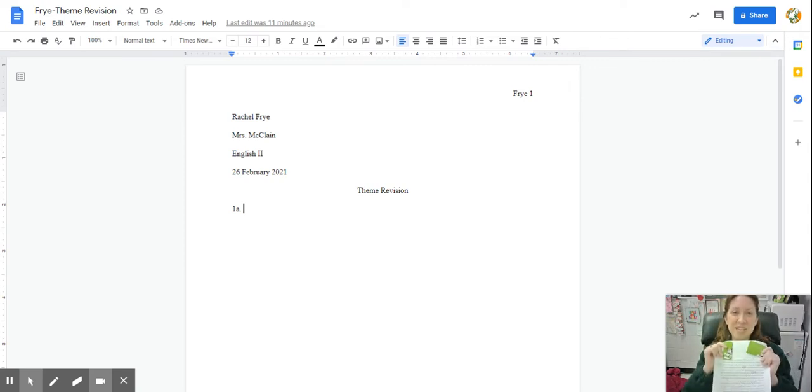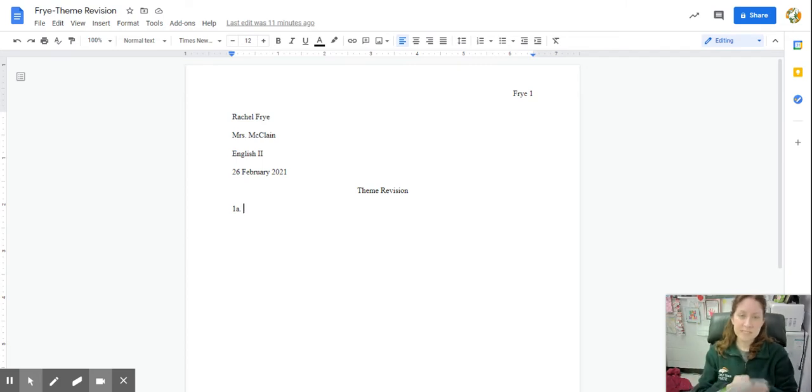All right, so you're going to take your mistakes, and the first thing that you're going to do is create a nice little document here. When you create your document, you have the MLA set up, so your name, my name, class name, date, and you may see corrections to the MLA format. Those are not mistakes that you have to correct in the theme revision.